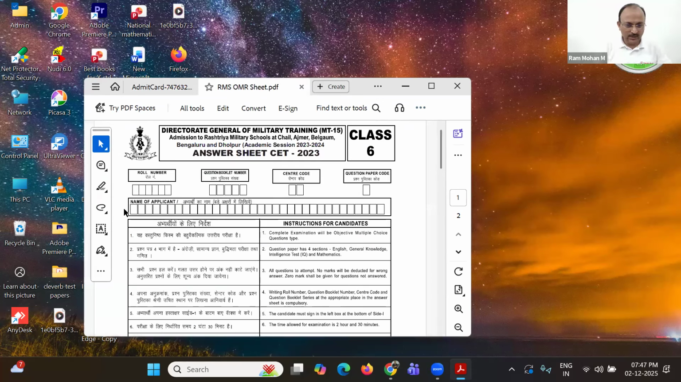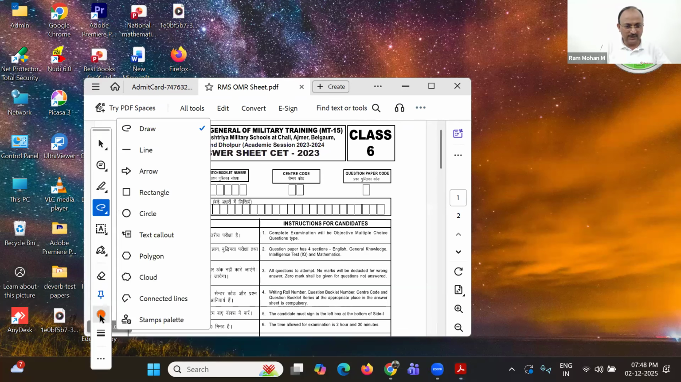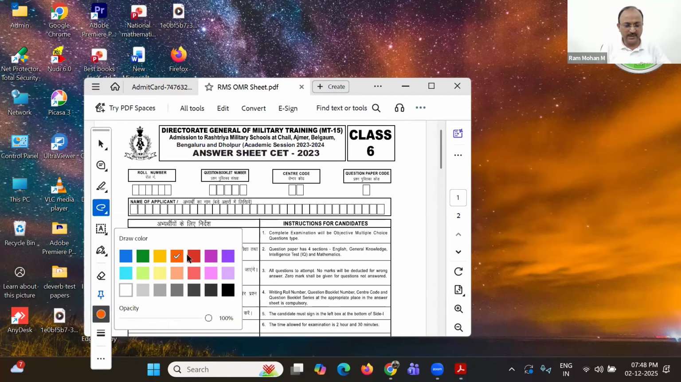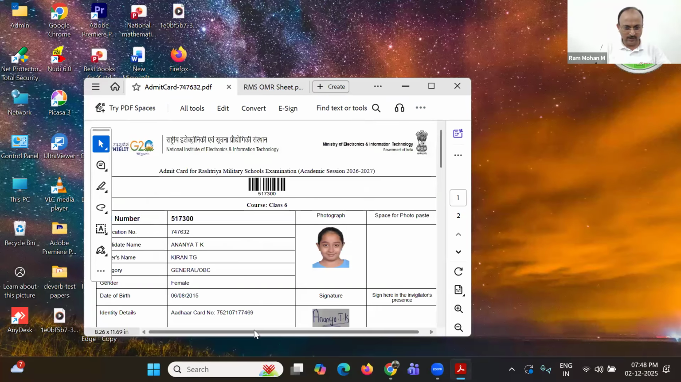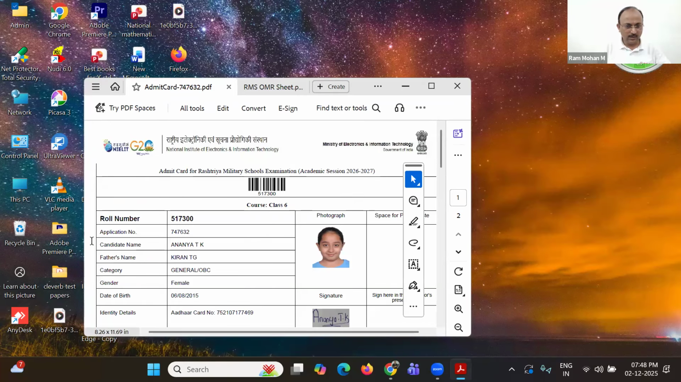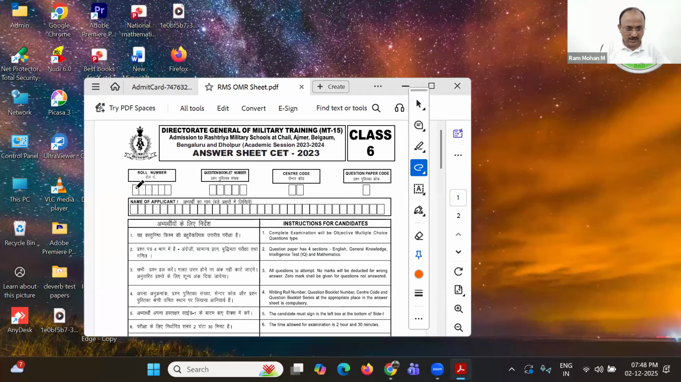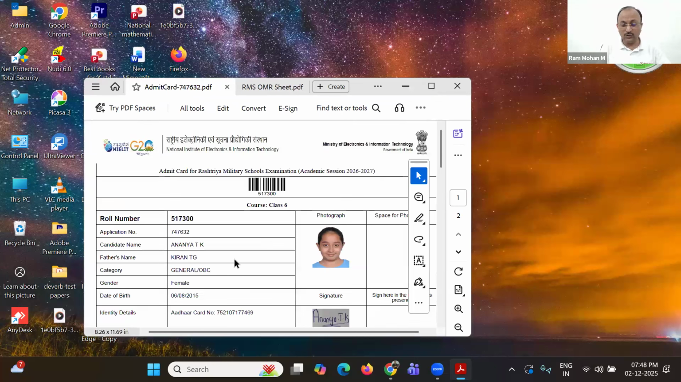Okay, so what we are going to write first, I fill it in red color so that it will be easily visible to you. Okay, her roll number is, which is the roll number, correct? You are able to see this in the application number. Roll number is 517300. So what I'll do, you have to fill within this box 517300.